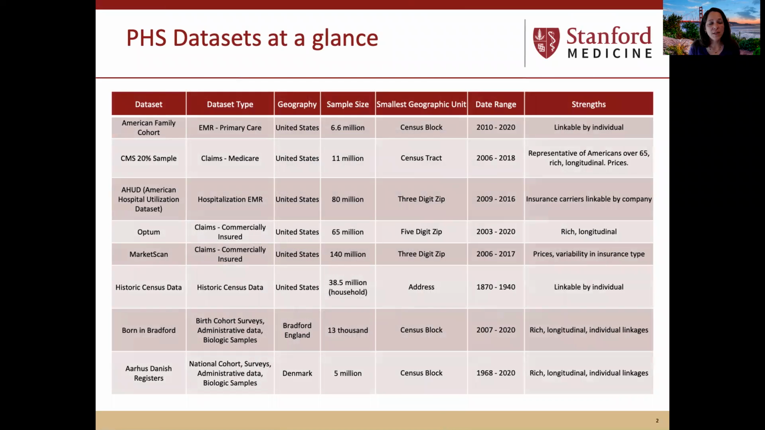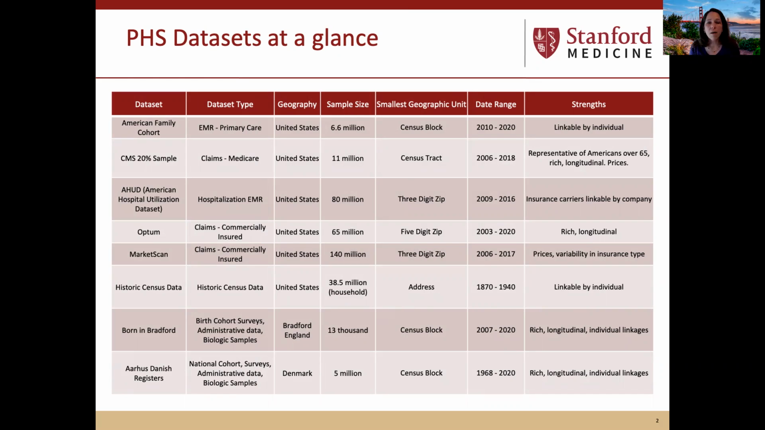On this table, you can see a general overview of many of our data sets. I'm going to focus on the strengths of each of these data, and you can see basic information here in this table. The American Family Cohort is an electronic medical record data set of about 6.6 million people. This data set can be linked by individual with permission from the data owner. And it's particularly good for studies in rural America or where you need linkages in order to complete your research question.